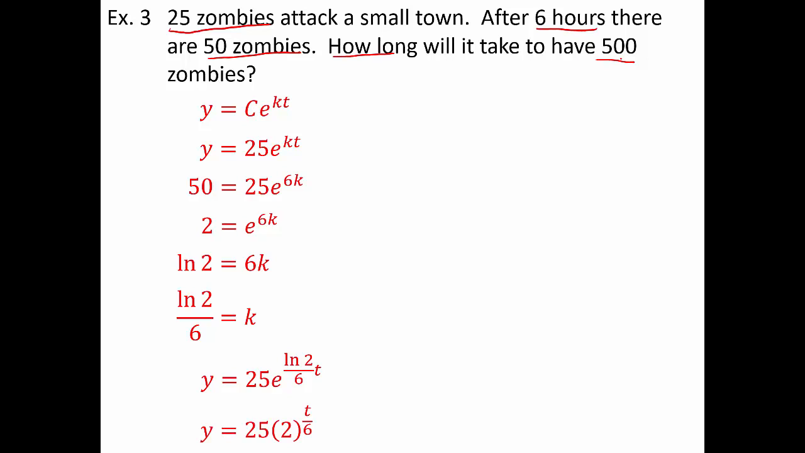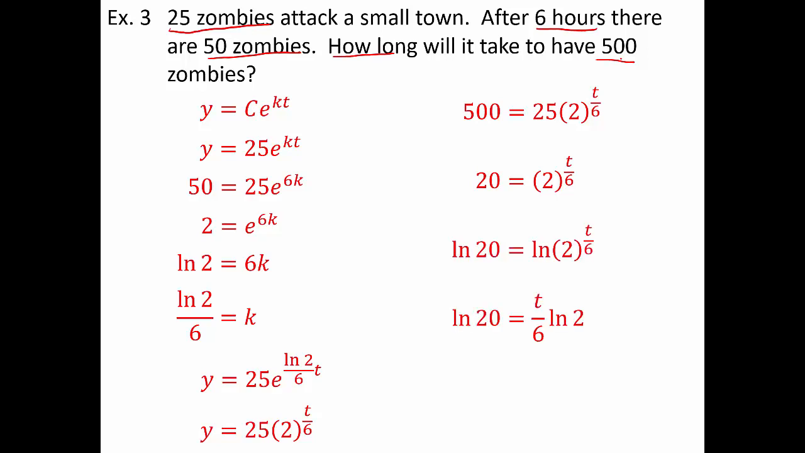I'm going to use that simpler version of the model to answer the question, how long will it take to have 500 zombies? I plugged in 500 for y, and t is what we're solving for. I'll then basically repeat the process that I used for solving for k, because it's an exponential equation. I'm going to solve for t, divide by 25, take the ln of both sides, bring the exponent to the front, t over 6 times ln of 2, multiply by 6, and divide by ln of 2.